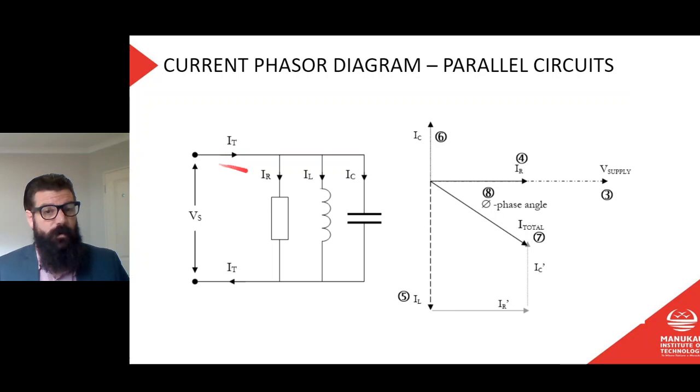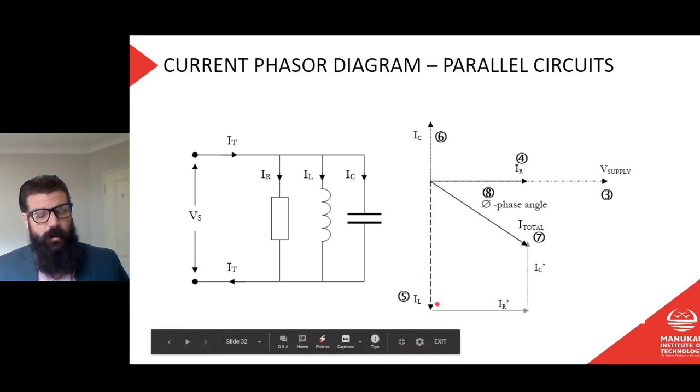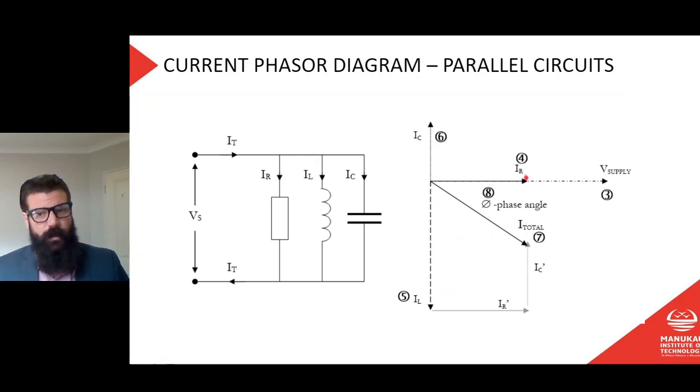But to get the total current, I would then have to use that same system: subtract the current in the capacitor from the current in the inductor, and then use the resulting current as the vertical side of my triangle, with the current in the resistor as the horizontal side, and the hypotenuse then will be my total current.